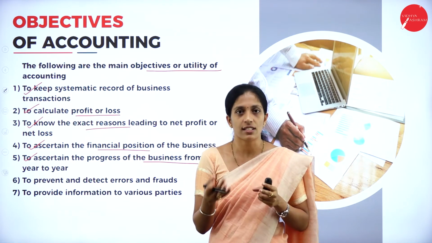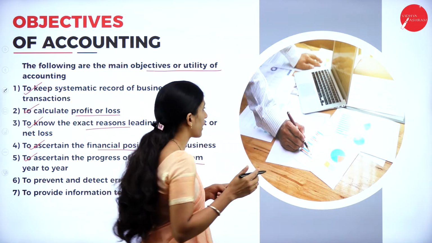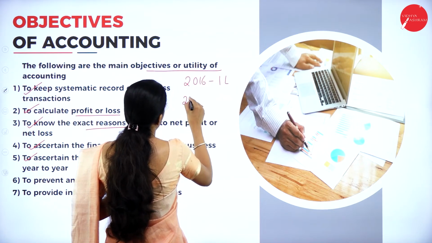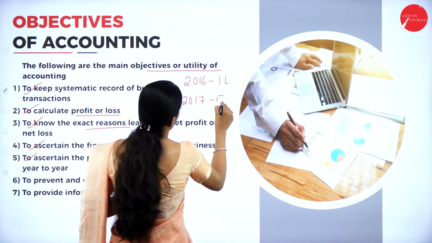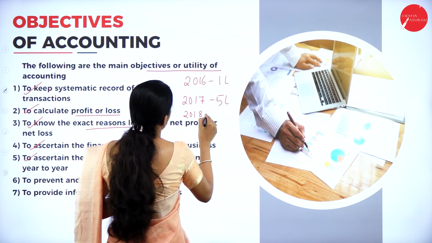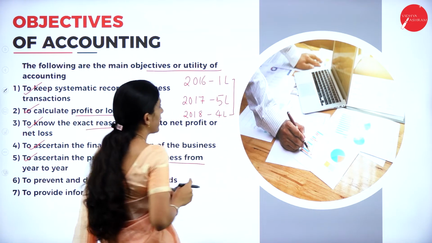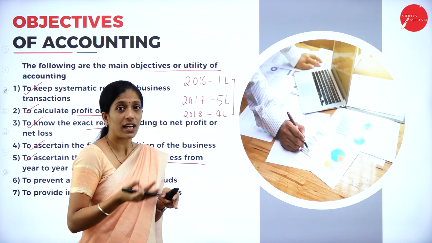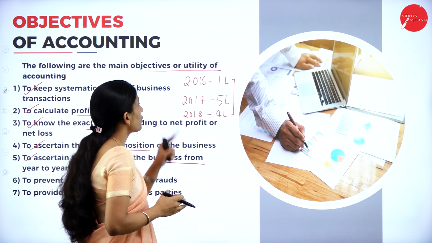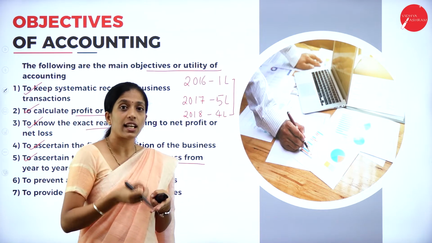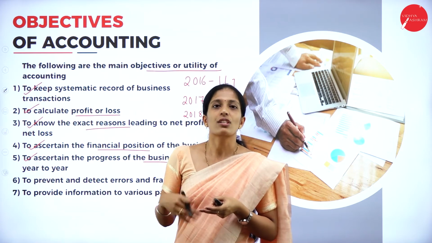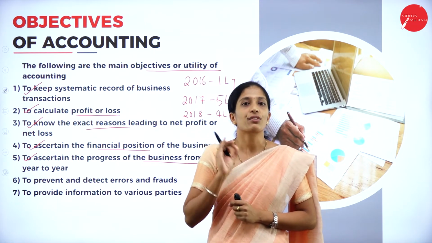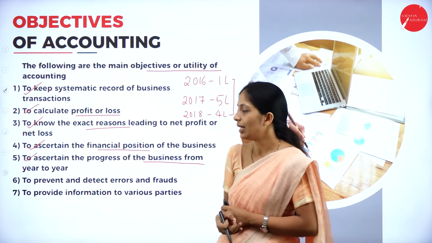For example, in 2016 there was a profit of rupees 1 lakh, in 2017 it was 5 lakh, and in 2018 it was 4 lakh. Here we can make the comparison, correct? In 2016 it was just 1 lakh, whereas in 2017 it was 5 lakh, so it increased by 4 lakh. Later in 2018 it was 4 lakh, in the sense it decreased by 1 lakh from the previous year. Such comparisons can always be made through this accounting system, where they ascertain the net profit or net loss of the business.